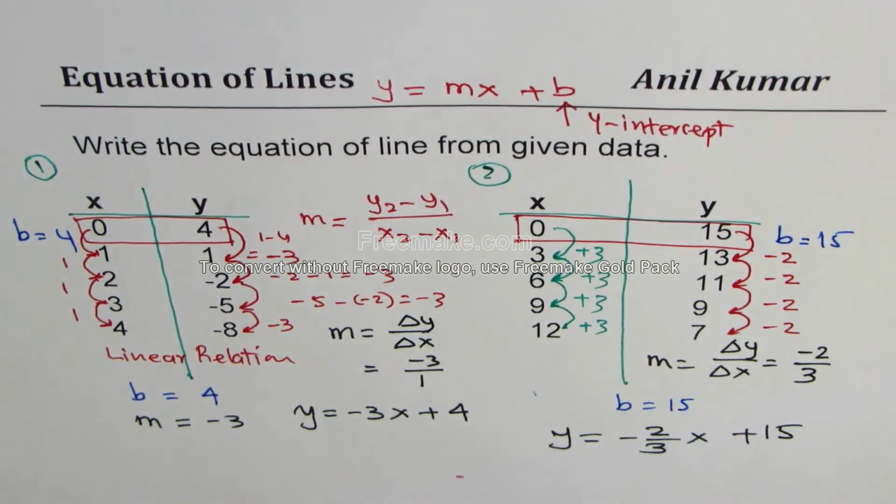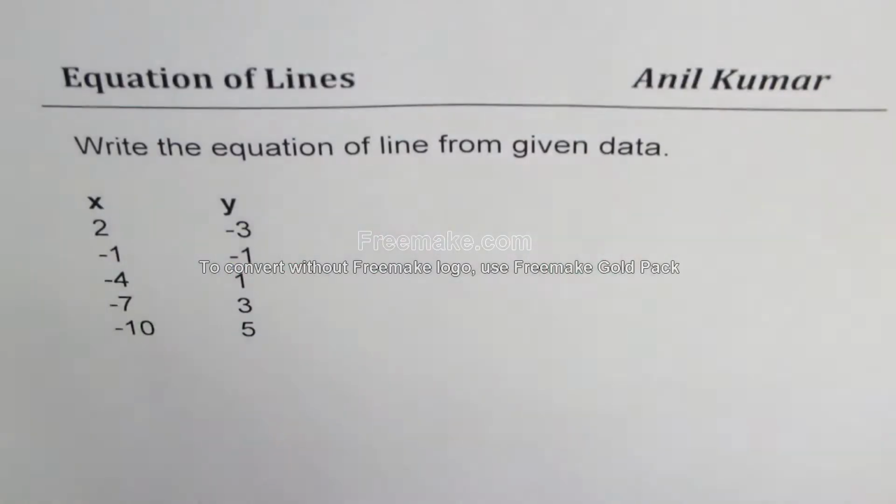Now it was very simple when we are given the y value for x equals 0. Now let us take an example where the y-intercept cannot be read directly from the data. Here is one for you. So look at this example and try to find the equation of a line which could represent the given data. Okay?